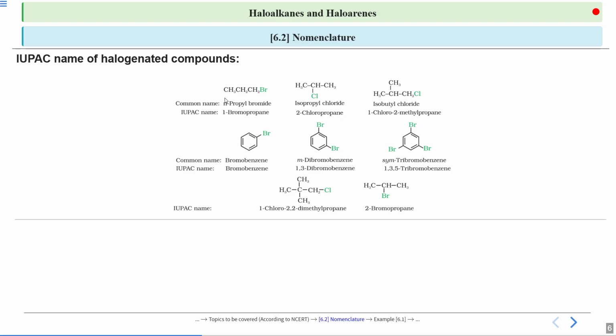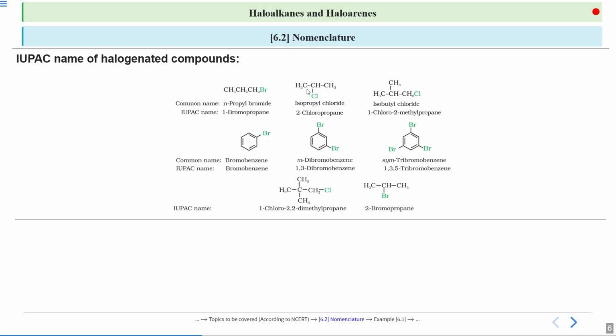So 1, 2, 3. Because if you start numbering from the left-hand side, 1, 2, 3, the carbon to which the bromine is attached will get number 3, which is larger than 1. So we follow the case where this carbon, at which bromine is present, gets number 1. Now at the first carbon we have bromine, so we write the IUPAC name as 1-bromo, and 3 carbons are present, so propane. 1-bromopropane. The ending is -ane because we have single bonds, alkanes, in the structure, right?